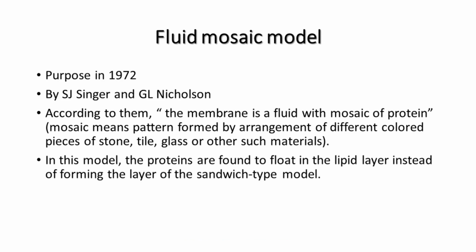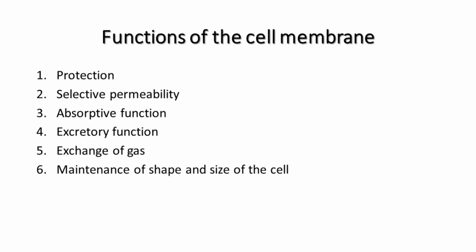Third one is the fluid mosaic model. This was proposed by S.J. Singer and G.L. Nicholson in 1972, and this is the currently accepted model. According to them, the membrane is a fluid with a mosaic of protein. Mosaic means a pattern formed by arrangement of different colored pieces of stone, tile, glass, or other such materials. In this model, the proteins are found to float in the lipid layer instead of forming a layer as in the sandwich type model.